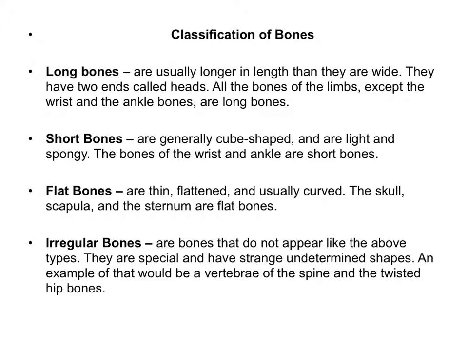Flat bones are thin and flattened and usually curved. The skull, scapula, and sternum are flat bones. Irregular bones are bones that do not appear like the above types. They are special and have strange, undetermined shapes, like the vertebrae in the vertebral column and the twisted hip bones or bones in the pelvis.